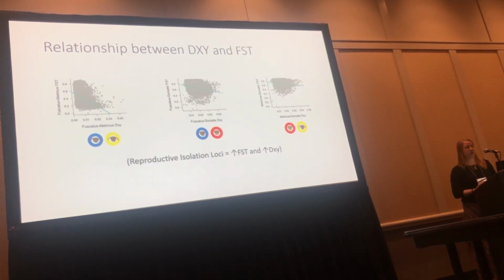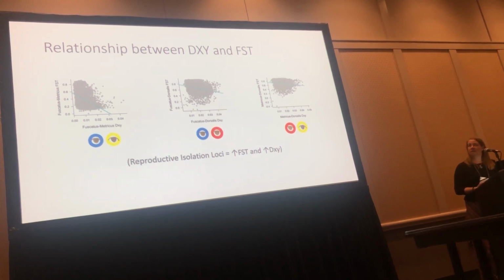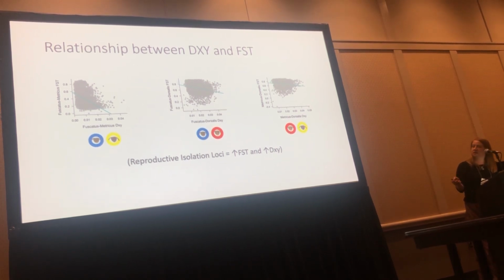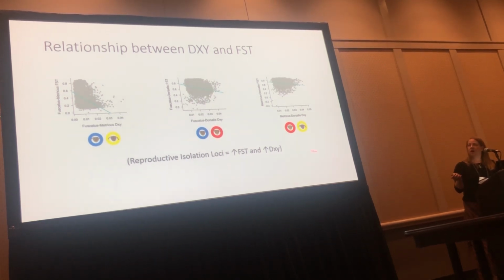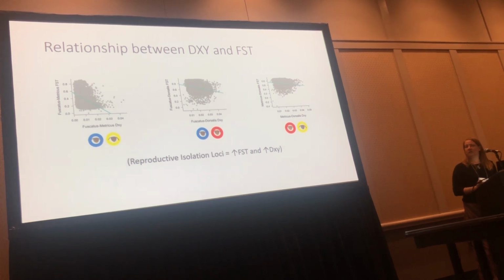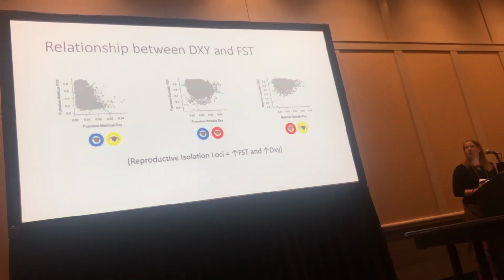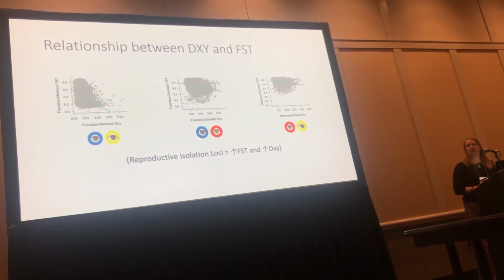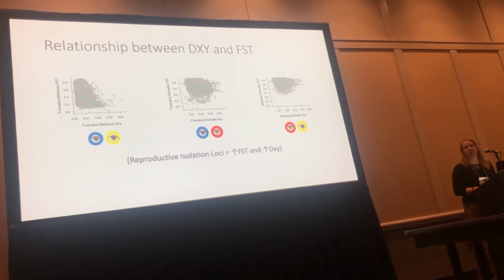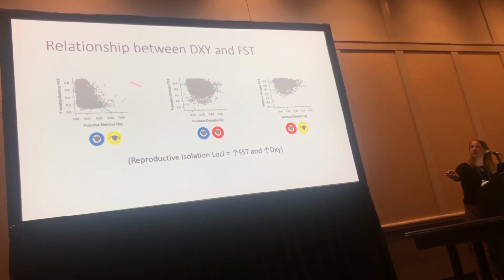And to do this, I wanted to look at the relationship between DXY and FST in these groups. So now I'm showing FST on the y-axis and DXY on the x-axis. And just a reminder that our expectation for loci that would be involved in reproductive isolation gene flow would be that they'd have both high FST and high DXY values. But we see that there is a negative correlation between these for all of these comparisons, and particularly for our more closely related species, Fiscatus and Metricus, there's really nothing in this high FST, high DXY area.